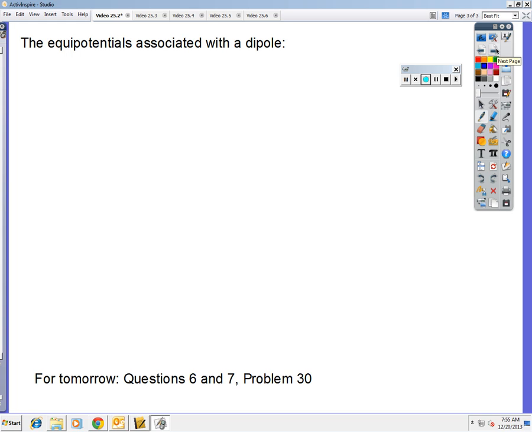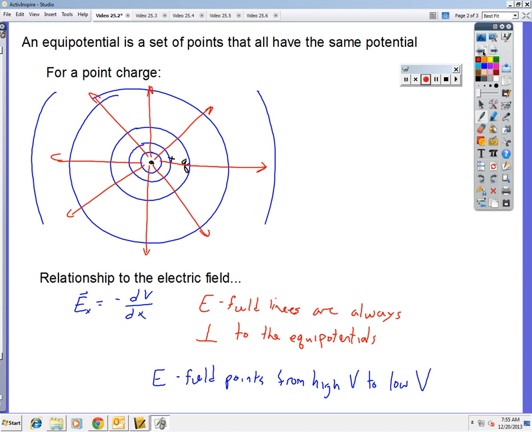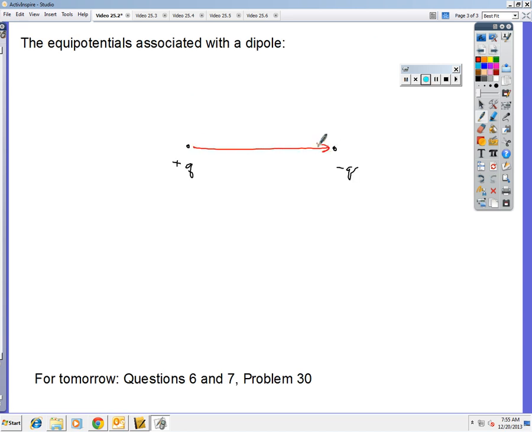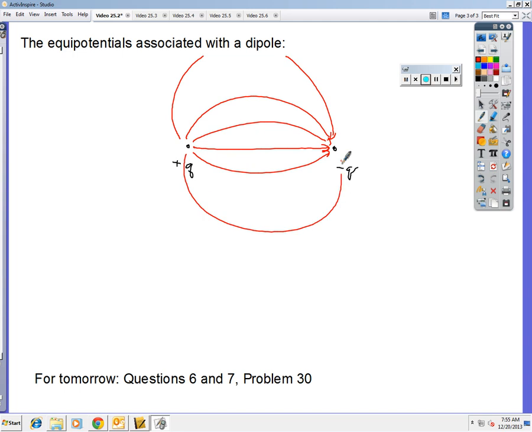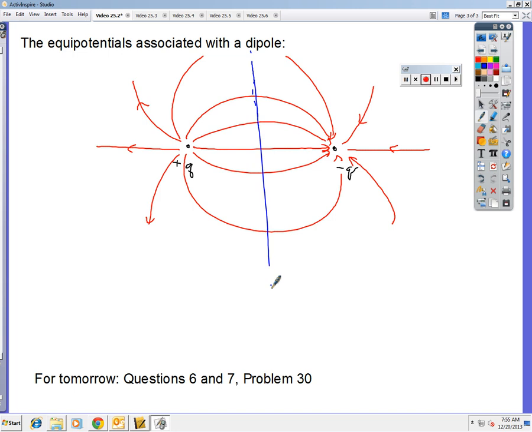Now if we look at the equipotentials associated with a dipole, remember a dipole is plus Q and minus Q. If we draw the electric field lines, and I'll use red again here, the electric field lines of a dipole look something like this. So if we draw equipotentials, we'll find that there is an equipotential there, running right down the midpoint between them.